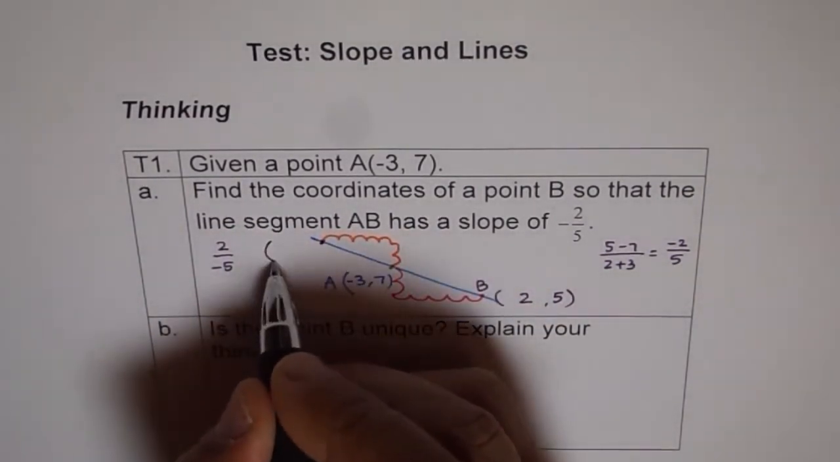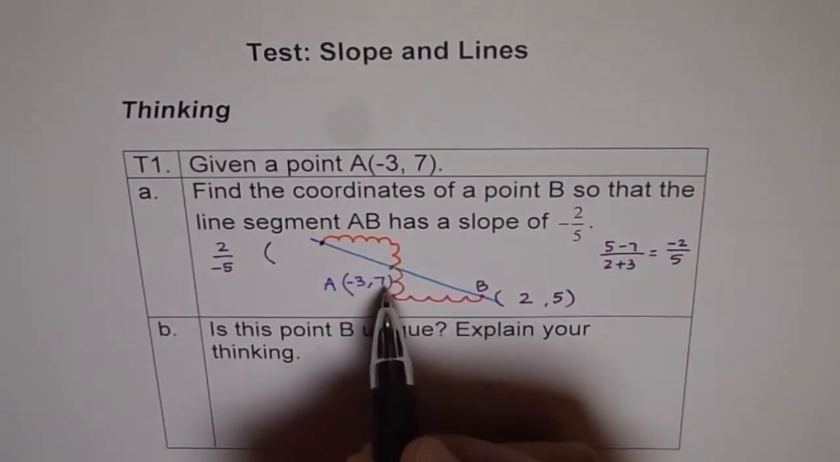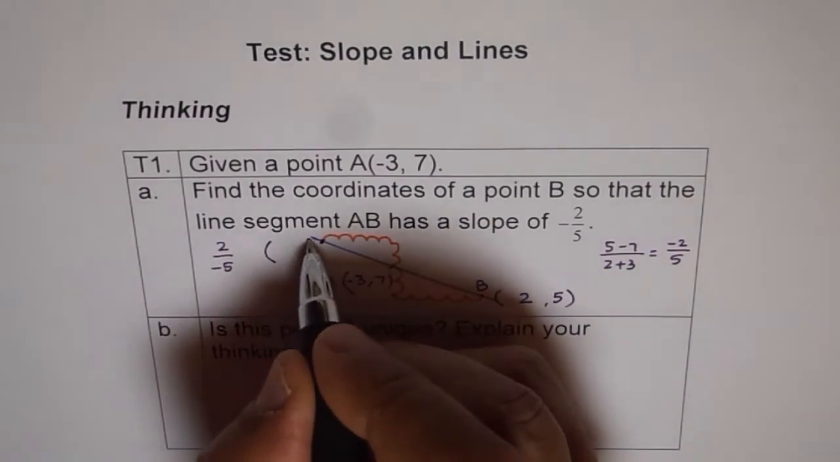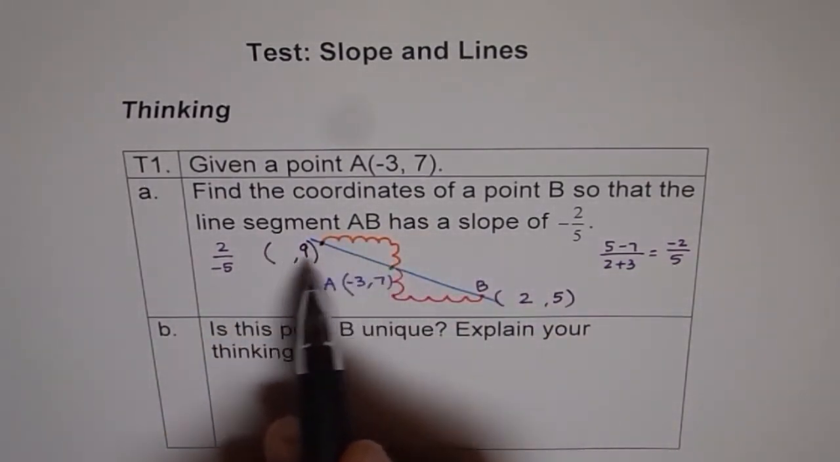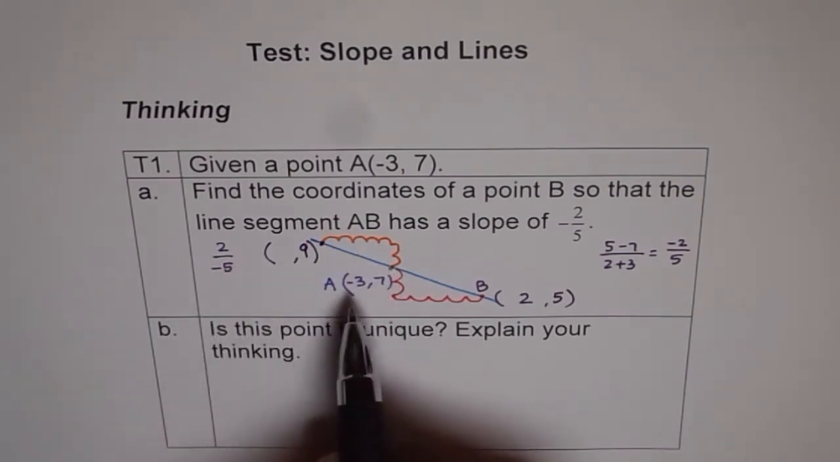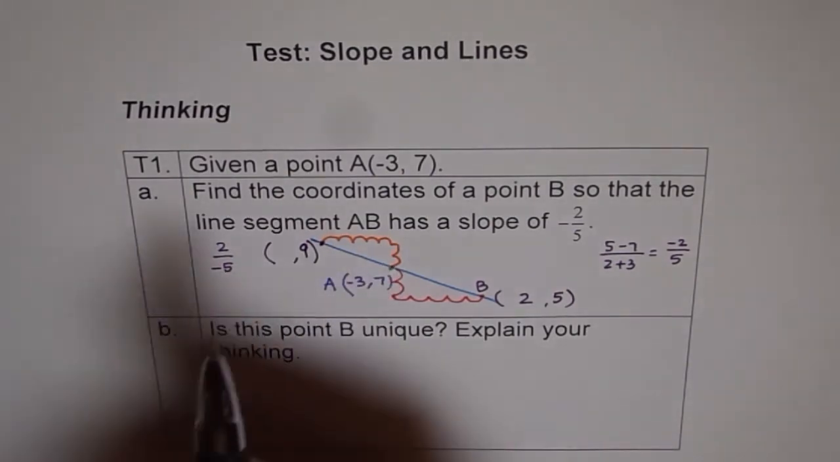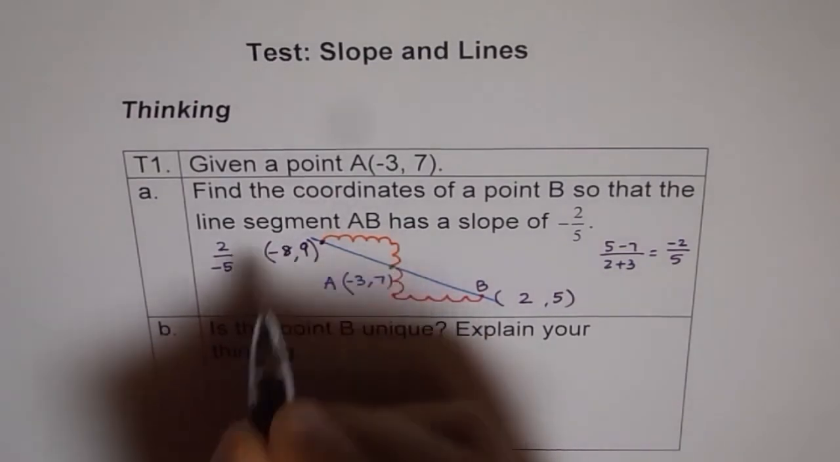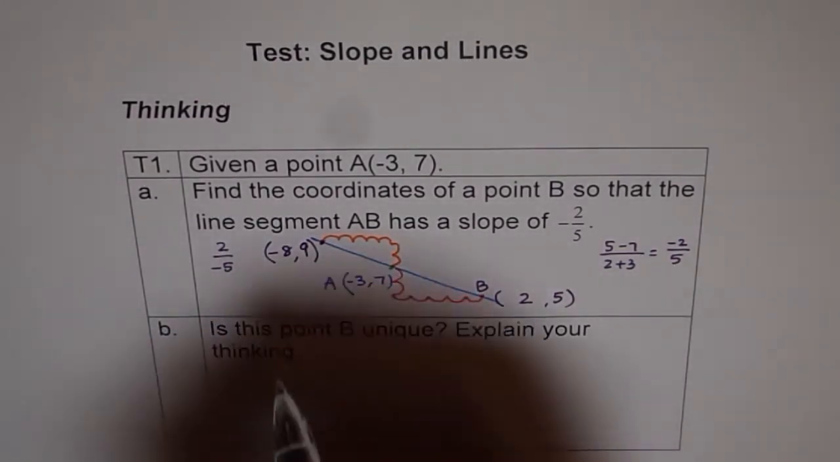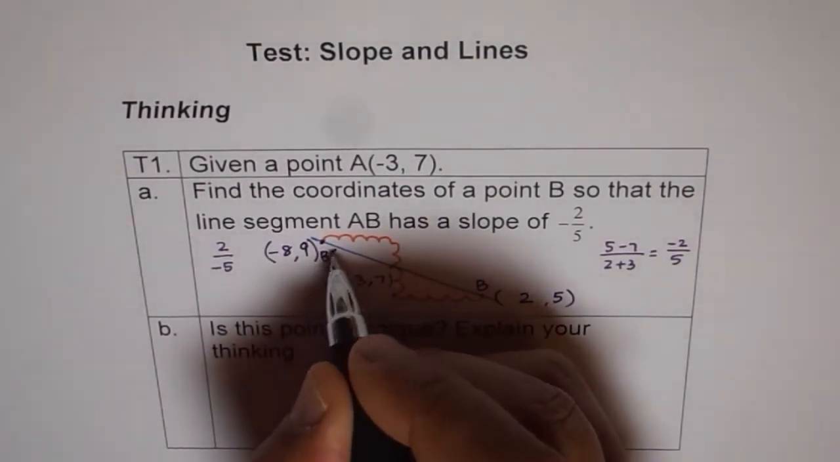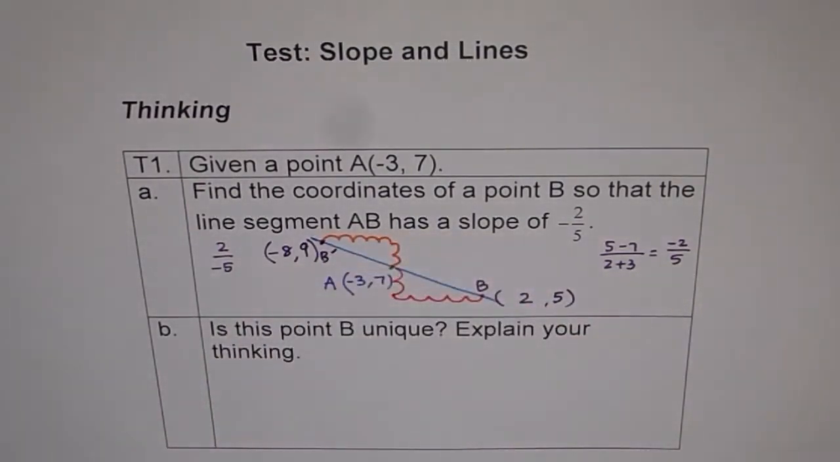What should be the coordinates for this B point? So y coordinate is 2 up, that means 2 more than 7. So we'll write 9, 2 more than 7. And 5 to the left, that means more negative. So minus 3, minus 5. So it becomes minus 8. So minus 8 and 9 is the second point where this could be. And let's call this point B dash, right? So that is our second point.